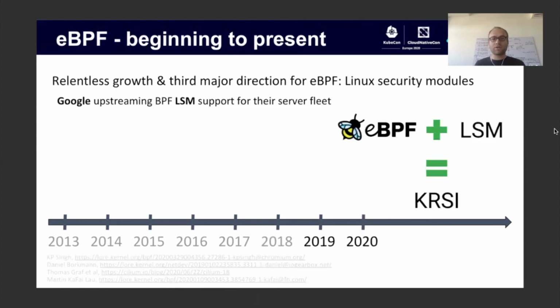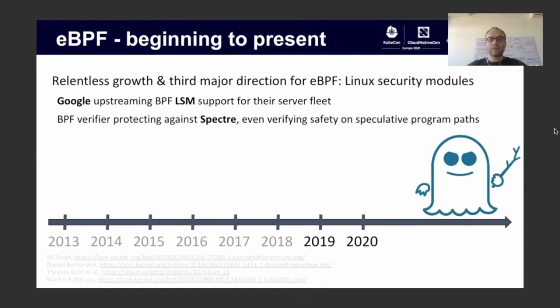And coming more to the present, there's still a relentless growth of the whole BPF community and features, and we are seeing a third major direction in BPF. So next to networking and tracing, it's also ramping up on security. Google upstreamed their BPF LSM, Linux security module, support that they're using in their server fleet. 2019 was basically the year of all the CPU bugs. So BPF also had to protect against Spectre. That's quite interesting because the BPF verifier does a lot of work, sometimes even more work, analyzing the programs than compilers do. And here it even goes into analyzing the safety of speculative program paths.